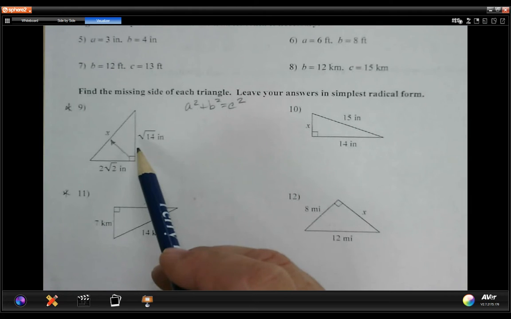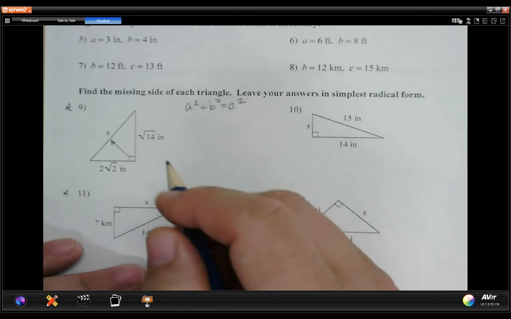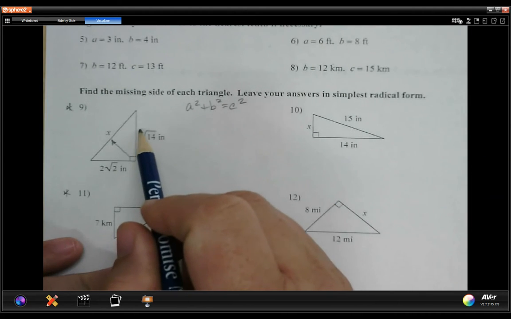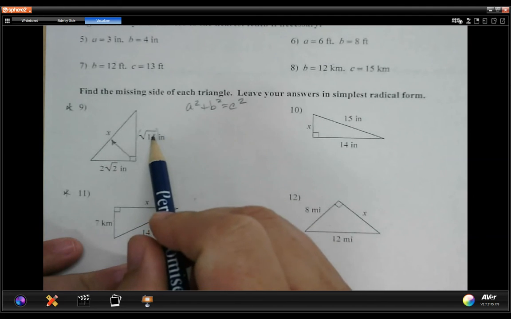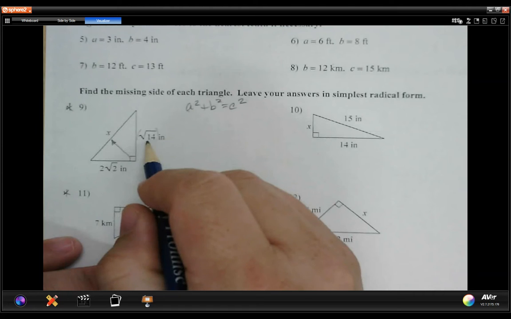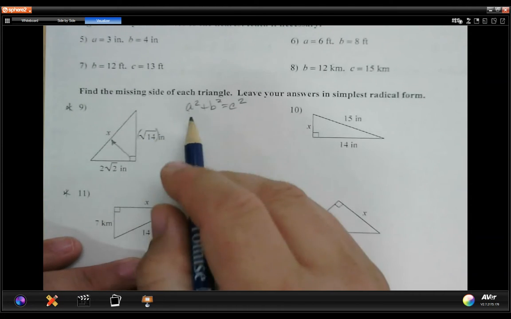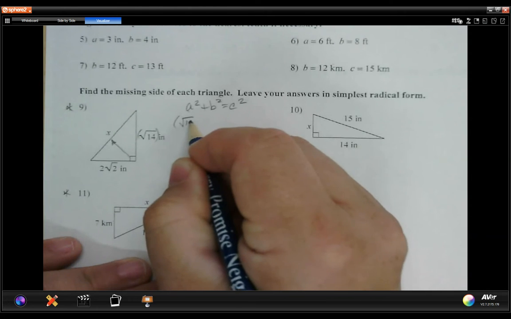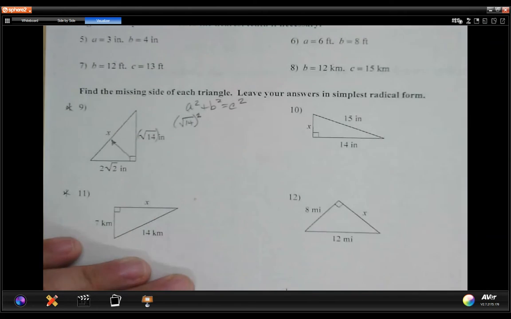Now, again, it doesn't really matter which one's A or B. So we can just write this out either way as far as this goes. But what I want you to understand is I'm going to take this square root of 14 and I'm going to put it in for A. Okay? So that means this entire quantity inside of here is being squared. As a matter of fact, I'm going to use parentheses just to help me to remember that the whole thing is being squared. So the square root of 14 is being squared.